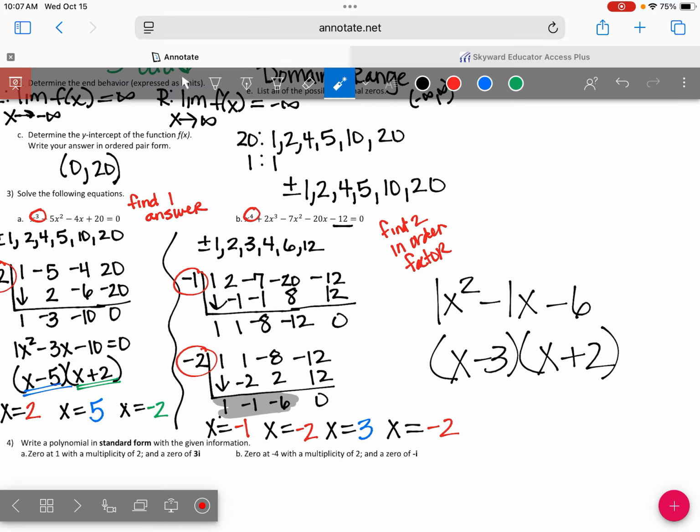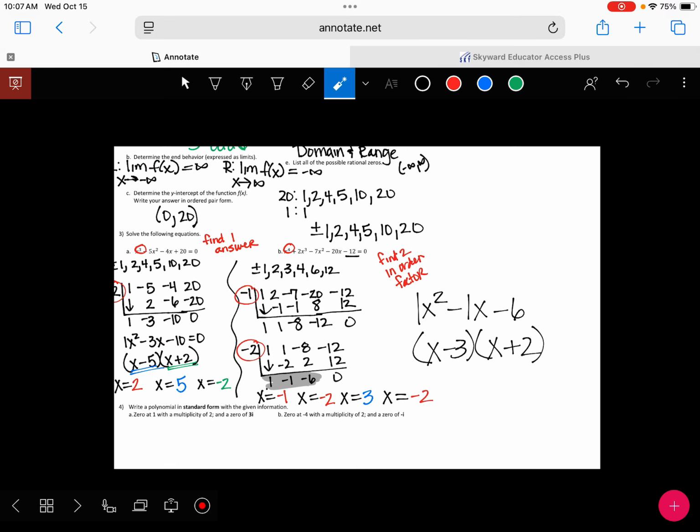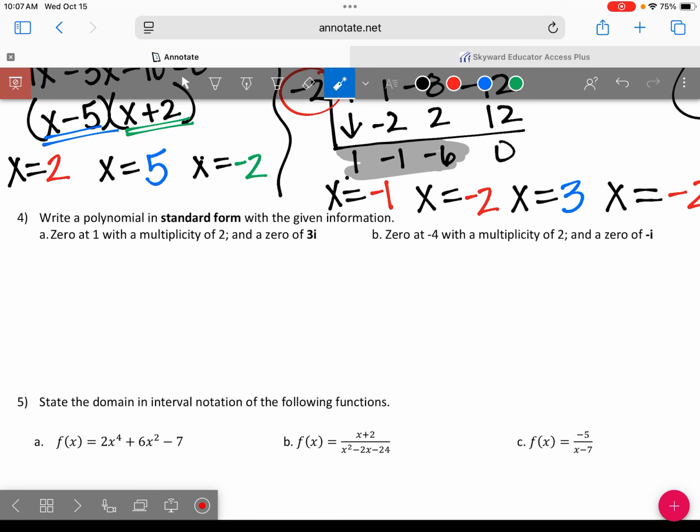Okay, let's go back to how you find solutions when it's in standard form. First thing you need to do is write your factors. Remember, when you write your factors, you always flip the sign. So if I have a 0 at 1, that means it's x minus 1, and then squared, because the multiplicity is 2. Anytime it's an imaginary, we start off with x squared plus, and then we multiply this 3 times 3 to get 9.